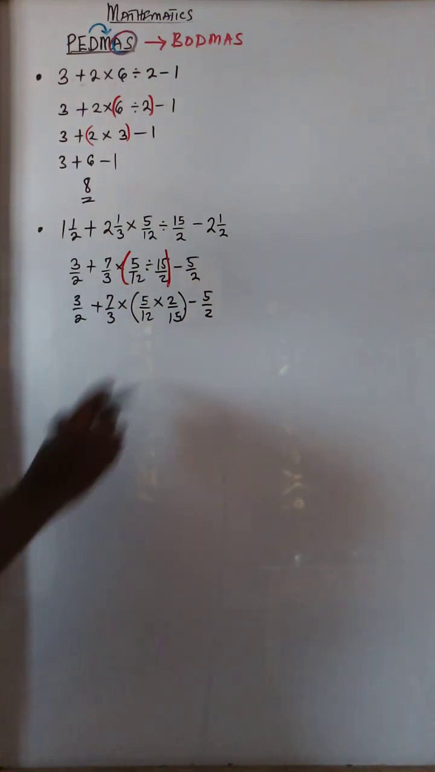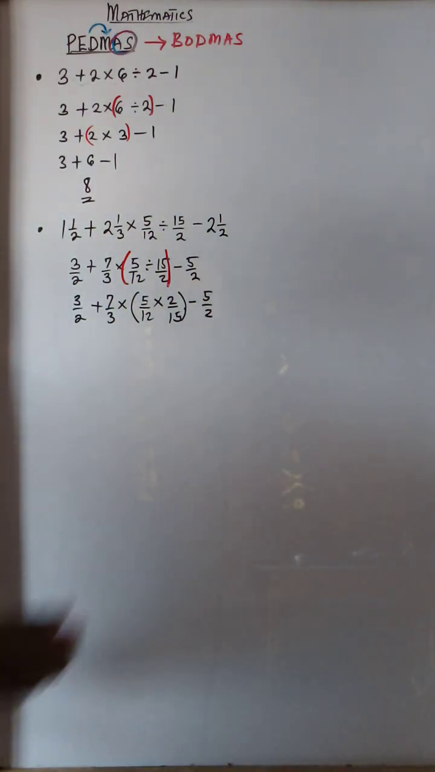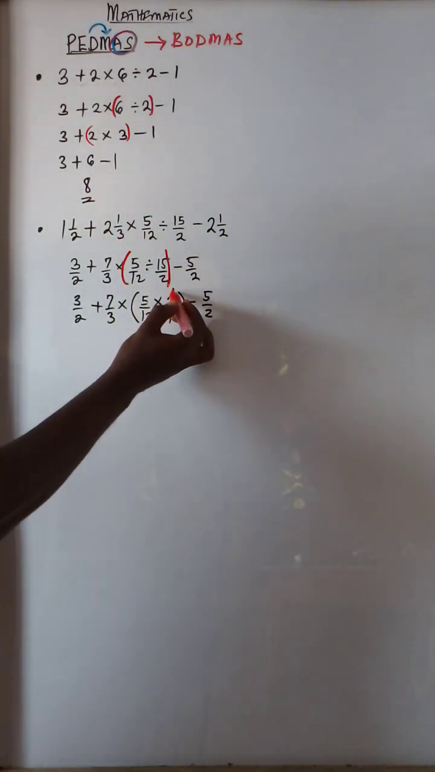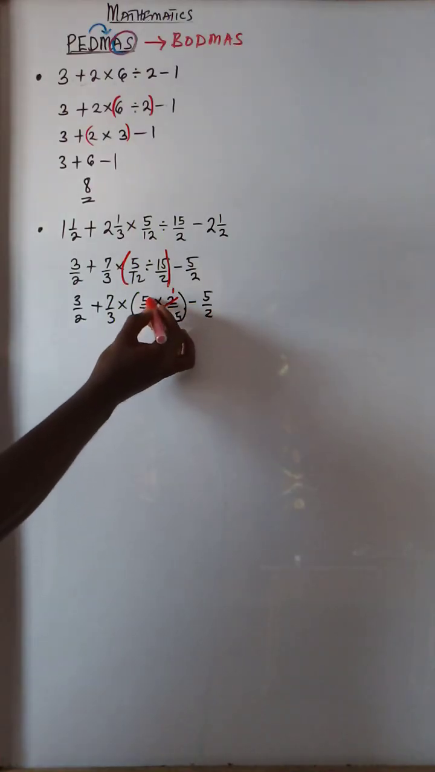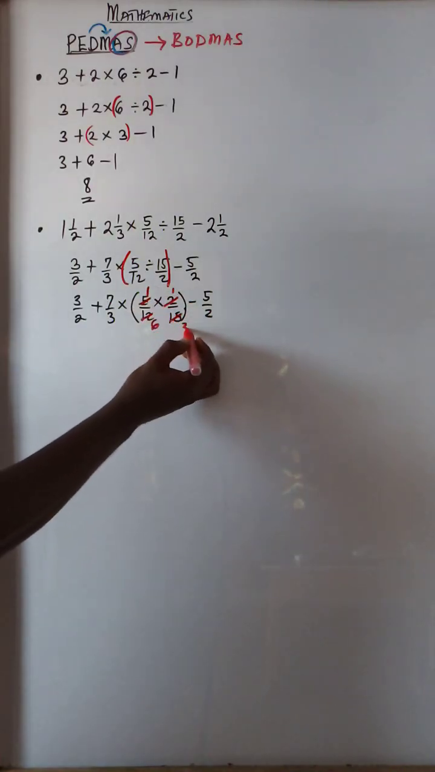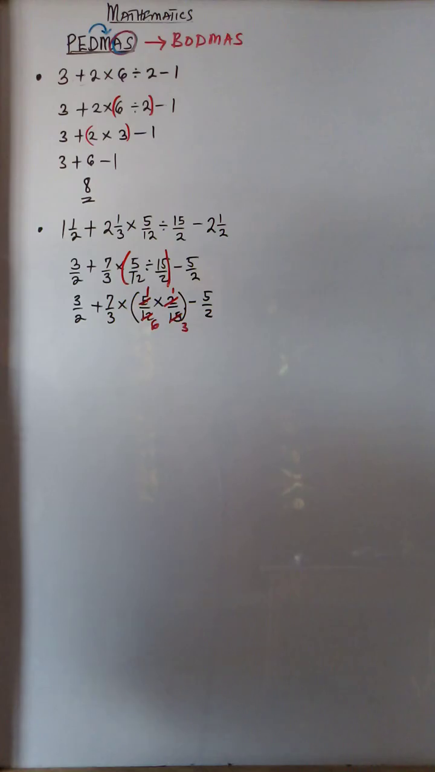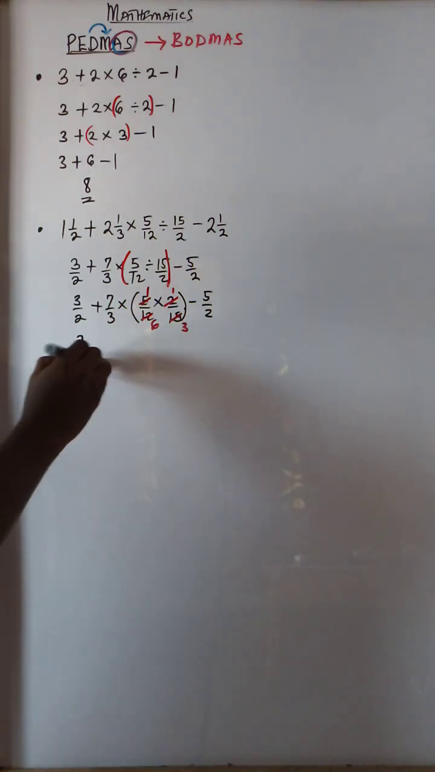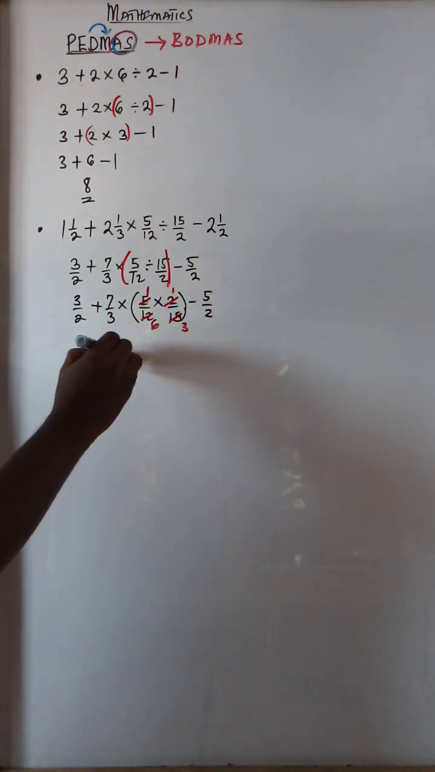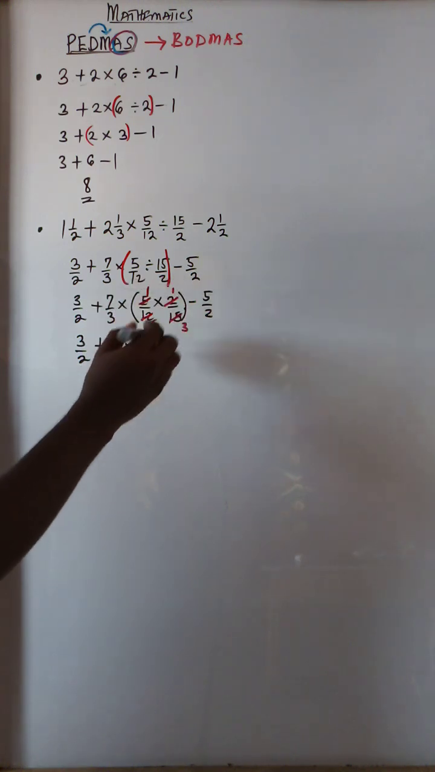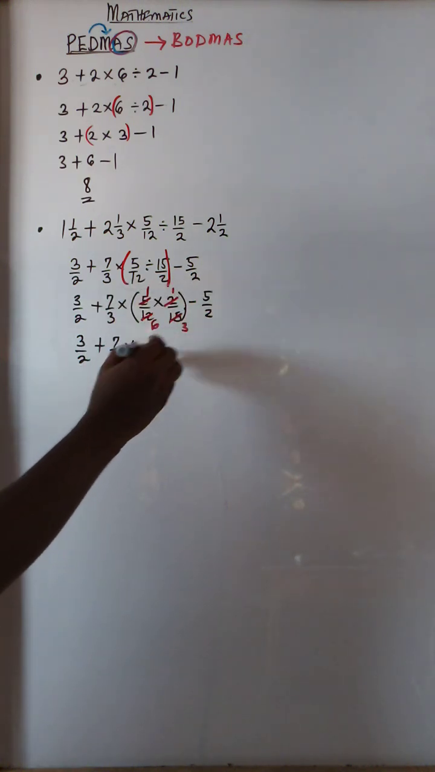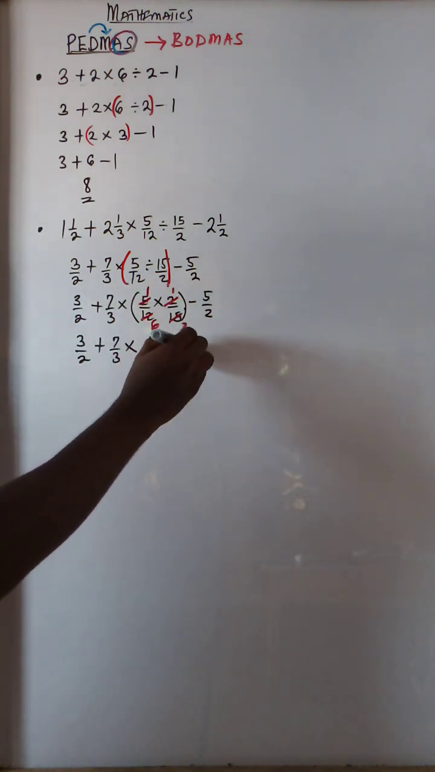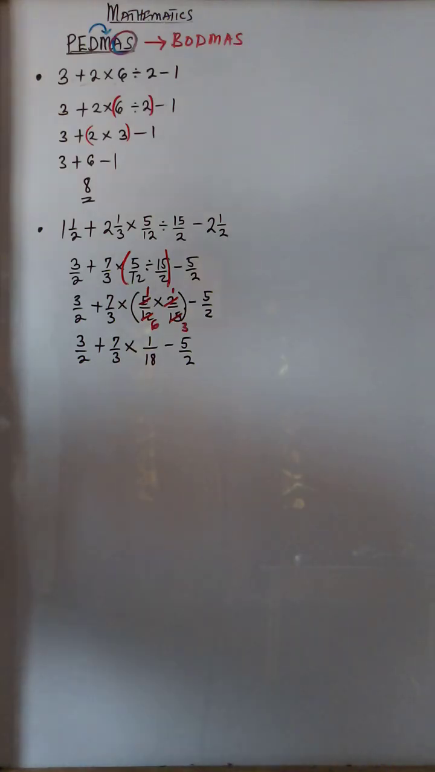What next? We have to deal with what you have in the bracket first. From here, 2 here 1, 2 here 6, 5 here 1, 5 here 3. Let's move on. So this becomes what? 3 over 2 plus 7 over 3 times 1 times 1, 1. 6 times 3, 18. Minus 5 over 2. So as you can see, no more division.